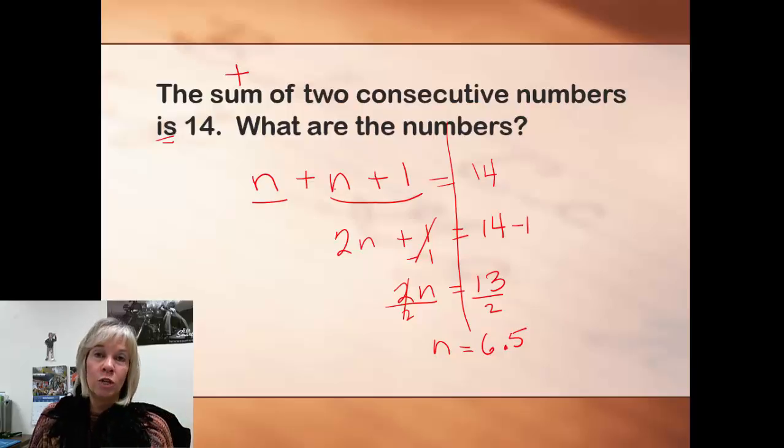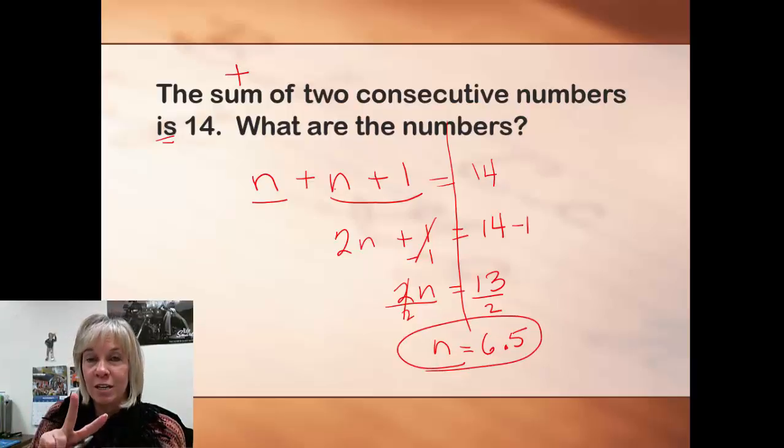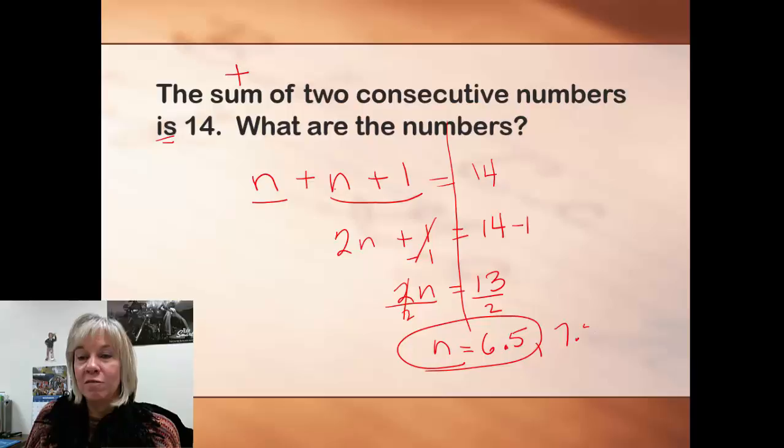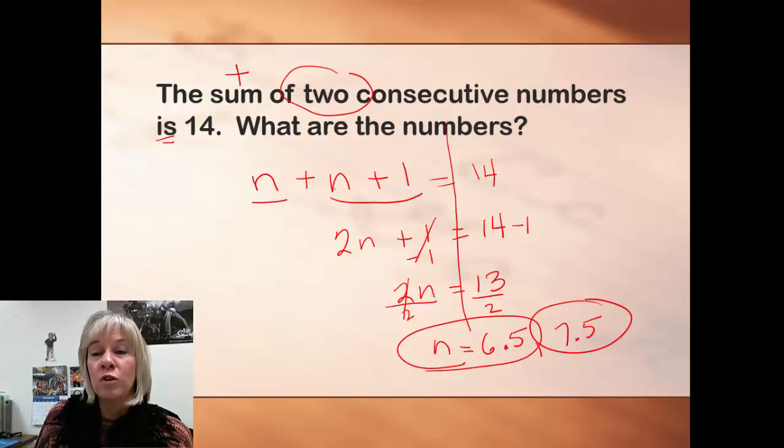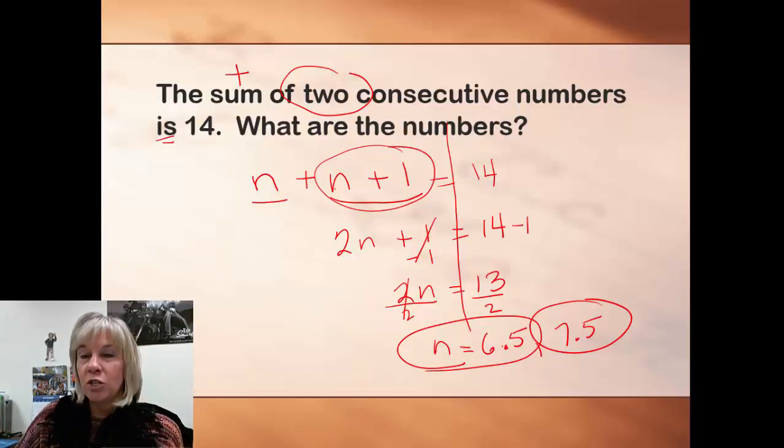6.5 would be easier to work with in this case than 13 over 2, because this is our first number. But what's our second number? What is 6.5 plus 1? That would be 7.5. So in these problems, we may have 2 answers. Because it says 2 consecutive numbers, I need to see what those 2 numbers are. So my first number is 6.5. My second number was 6.5 plus 1. All right, let's try another problem.